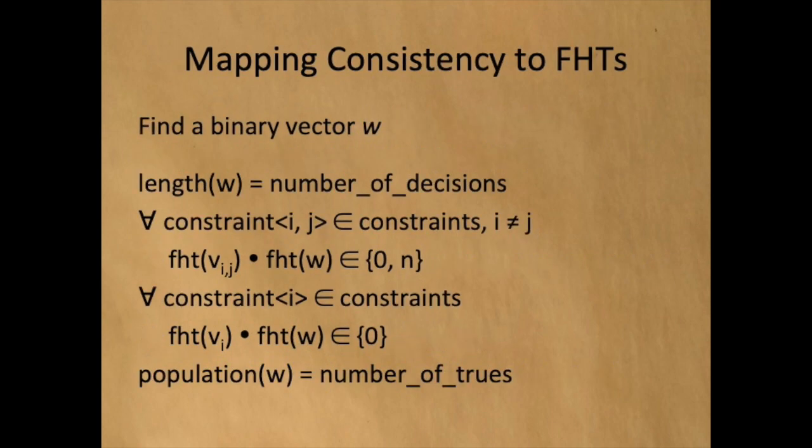So if we look at the definition of consistency, we want to find a binary vector W where the length of W equals the number of decisions. For all constraints of the form constraint ij, we will require that the fast Hadamard transform of Vij dot product the fast Hadamard transform of W is in the set 0, n. For all constraints of the form constraint i, we will require that the fast Hadamard transform of Vi dot product the fast Hadamard transform of W be in the set 0. And finally, the population of W must equal the number of trues.